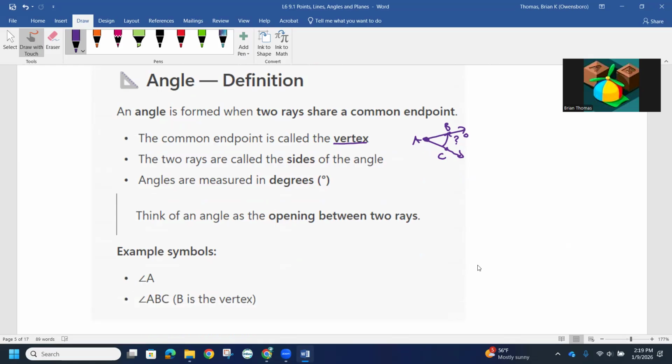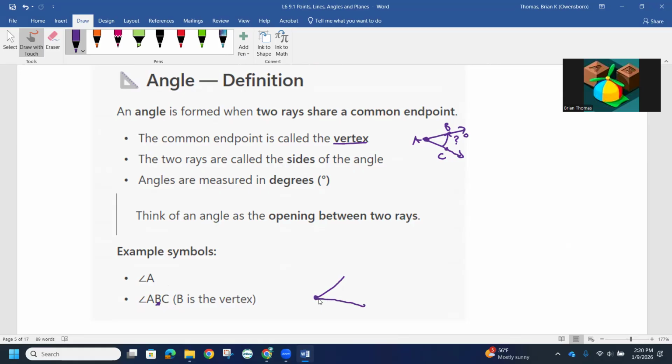So if I look at an example of, again, an angle can be named by its vertex. So I can call this angle A. It can also be described by three letters, but notice how here, if B is in the middle, this is different. So if B is in the middle, it's got to be the vertex.